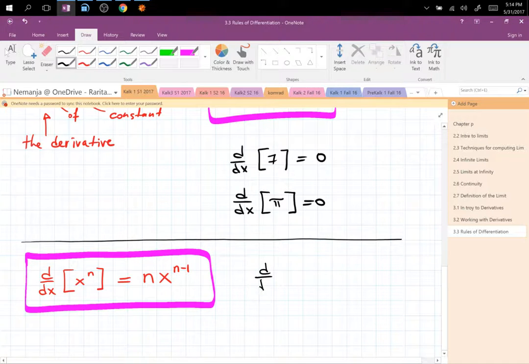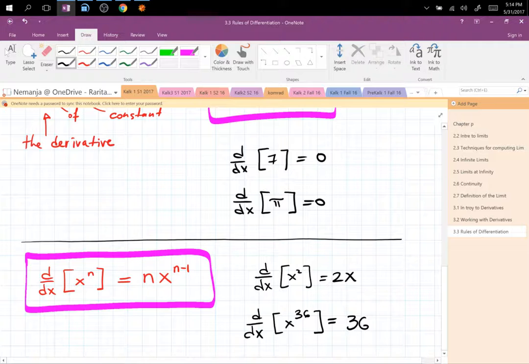So here it is. The derivative of x squared is just 2x, because the original exponent n was 2. If you compare it to this, x squared, so 2 drops in front, and then 2 minus 1 is 1. So we don't write x to the 1, we just write x. Another example of this: x to the 36th power is 36x to the 35.